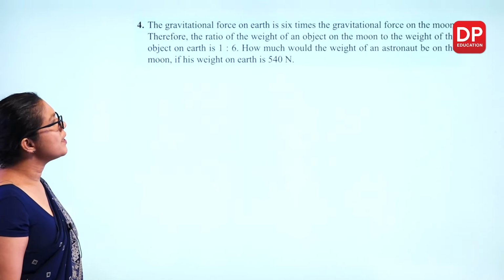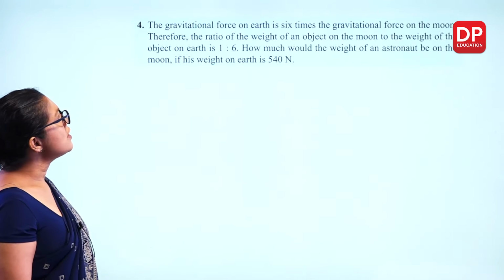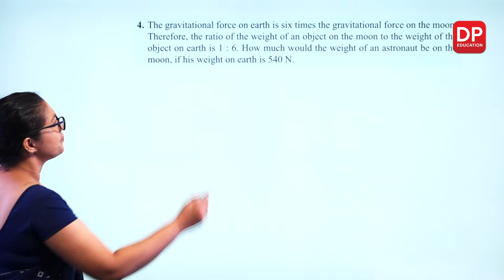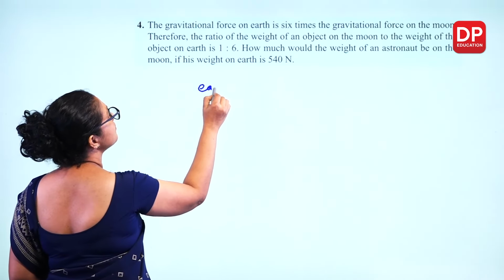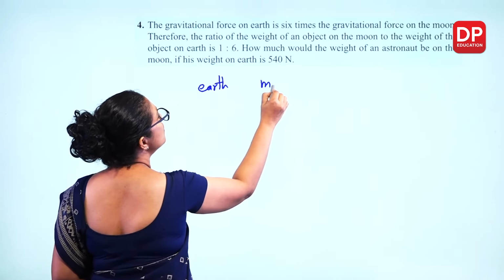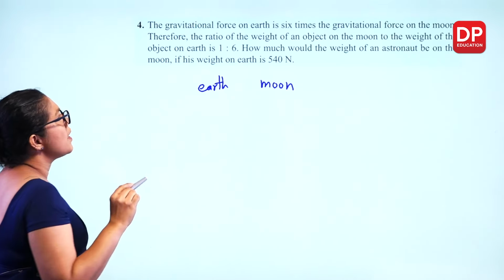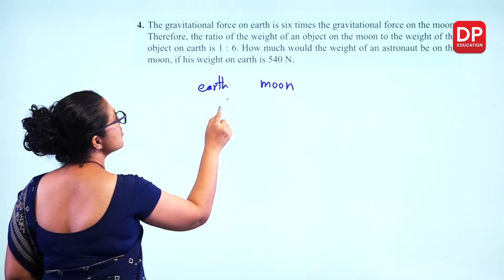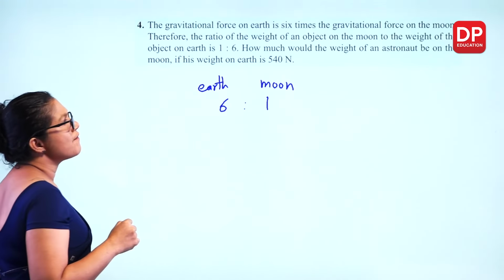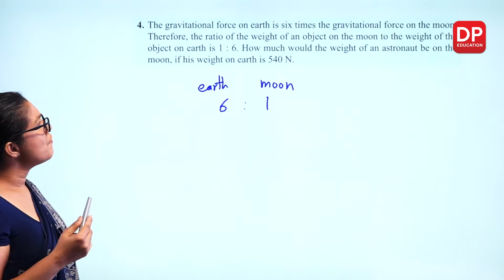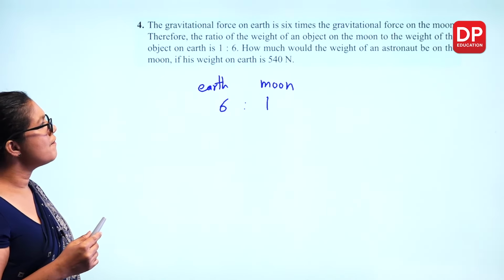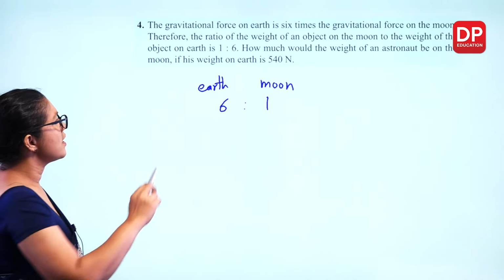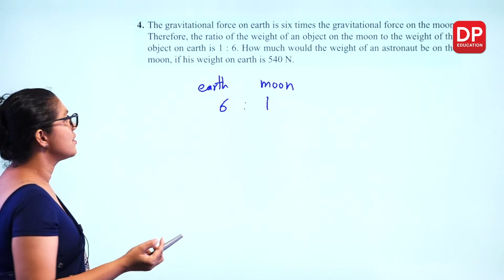Now we'll look at the fourth question. The gravitational force on Earth is 6 times the gravitational force on the Moon. So we'll write Earth and Moon. So which one is bigger? Gravitation on Earth is 6 times. So 6 to 1 ratio is given. Therefore, the ratio of the weight of an object on the Moon to the weight of the object on Earth is 1 to 6. So here they have given it the other way round.